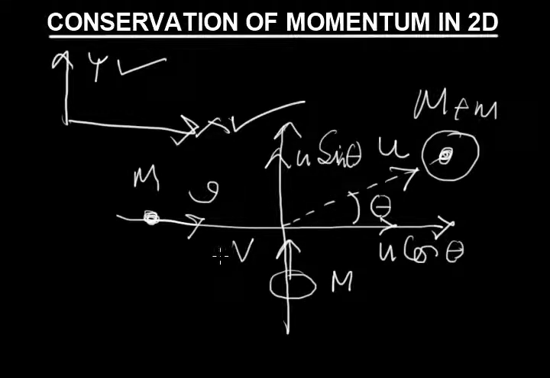Now what we are going to do, students, is apply the conservation first along the x-axis and then along the y-axis. So this is our simple situation here. We are first going to apply the conservation along the x-axis and then along the y-axis. Now let's see what comes out if we do what we are saying here.